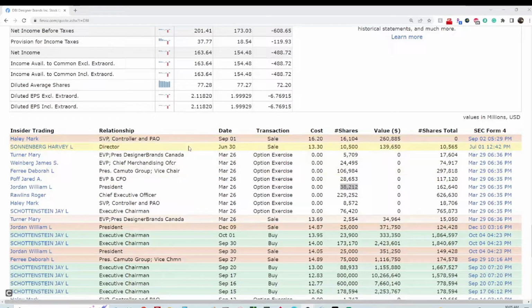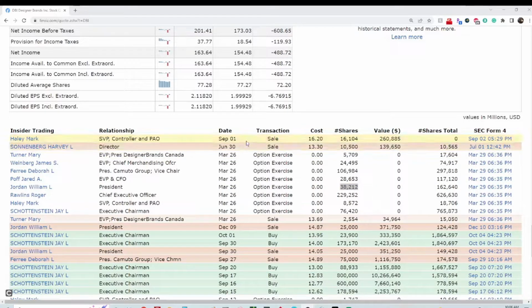If we go back up here, we have Sonnenberg Harvey. He or she is a director. They sold about half of their shares. So they had about 20,000 shares. They sold half. All right. I don't really know what to think about that. I don't see him or her getting any options. So could be more there, but I'm not sure. It was June this year, it looks like.